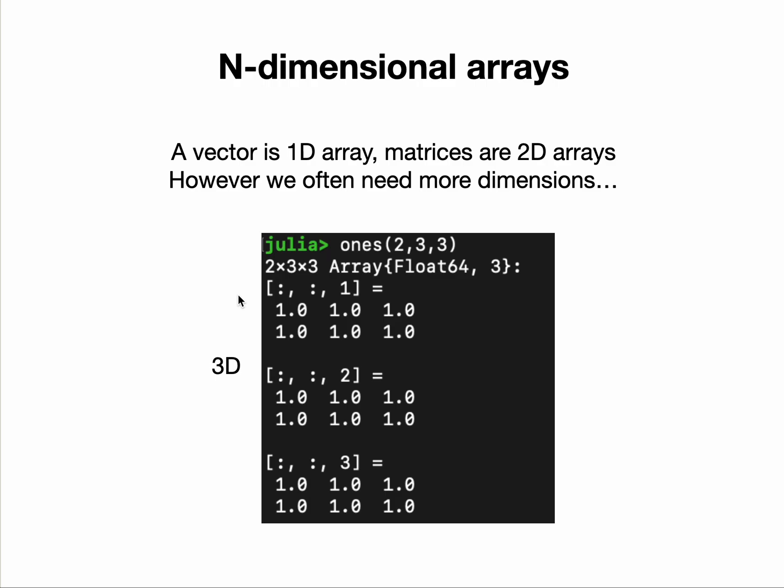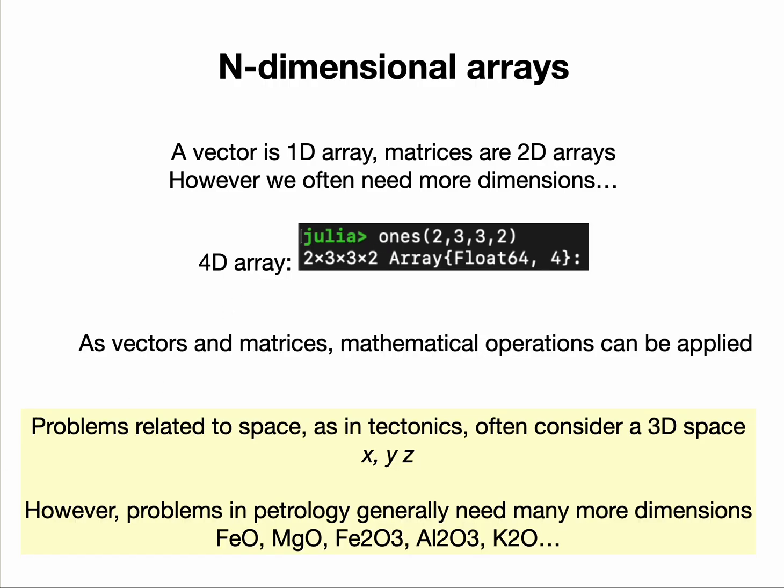So you can use n-dimensional arrays. We are not restricted by this. And that's an example of a 4D array, for example. Luckily, in a lot of applications, we're often restricted by space. As in tectonics, we often consider 2D or 3D space. So most of the tables we deal with are in 2 or 3 dimensions.